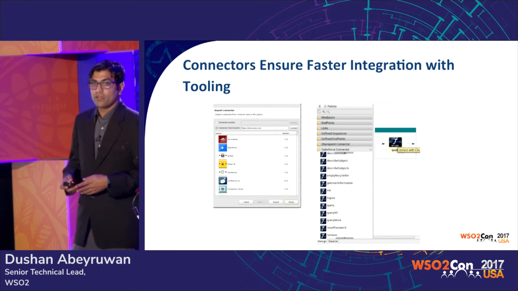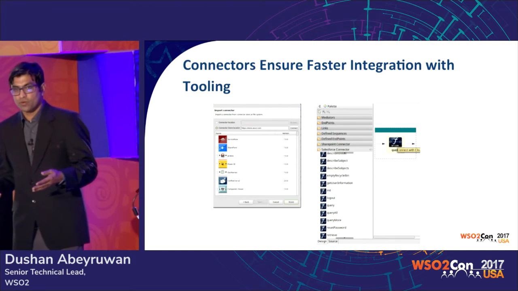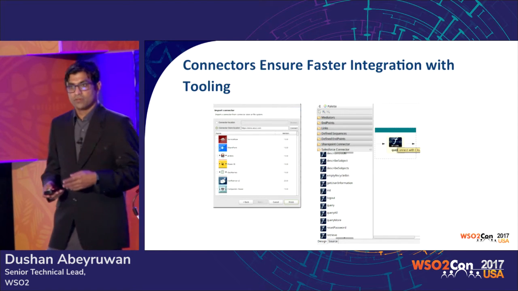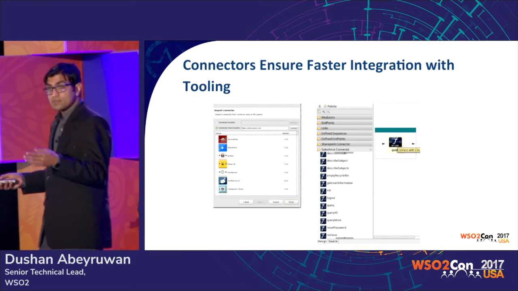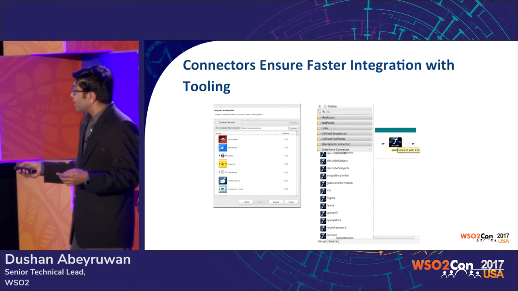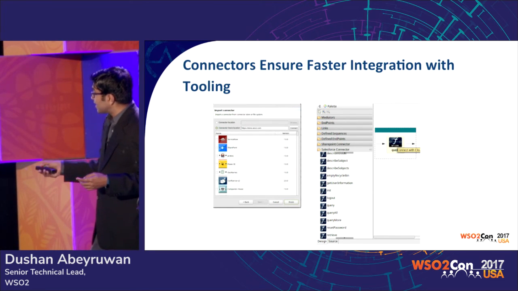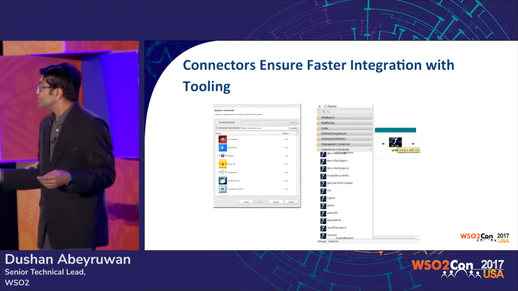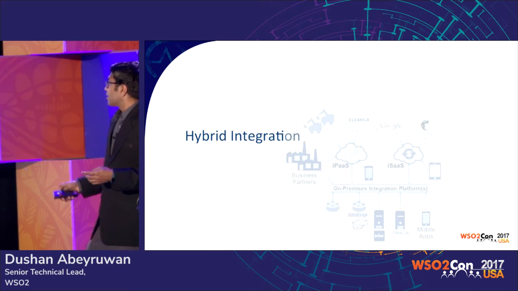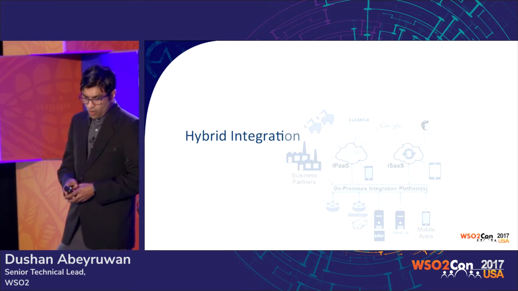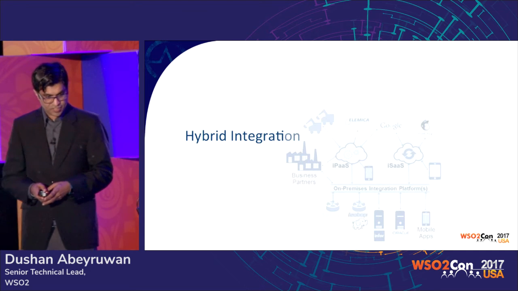So if you are aware that we have something called product extensions, like different connector stores, connectors, you can get connectors and integrate them into the flow. So basically, the tooling enables you to do this connector integration seamlessly, right? Then I will go for the hybrid integration.